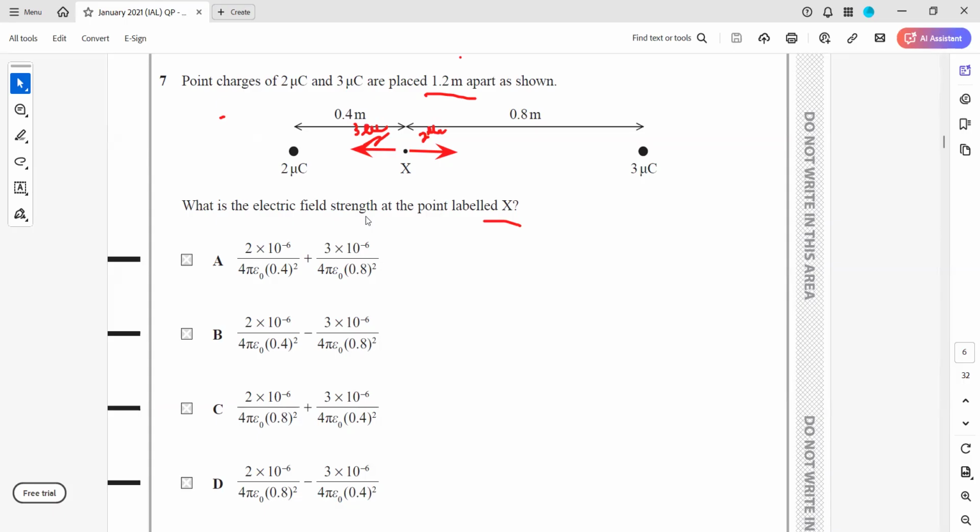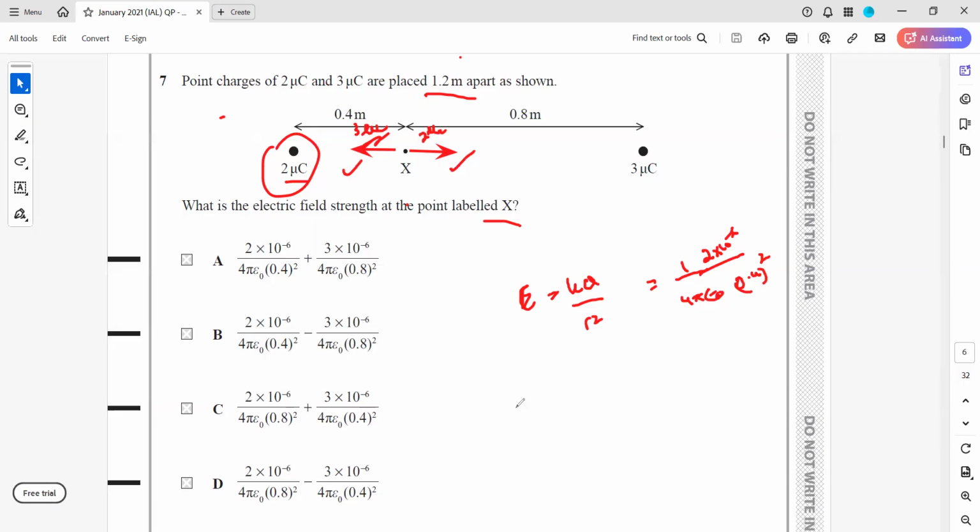Then what is the strength of the electric field? Because of the 2 microcoulomb charge, the formula is E equals kq over r squared. Here k is 9 times 10 to the power 9, or 1 over 4 pi epsilon naught, since the value of k is 1 over 4 pi epsilon naught. q is the charge, 2 microcoulomb, divided by r squared. The distance is 0.4, squared. This gives the strength of the electric field.